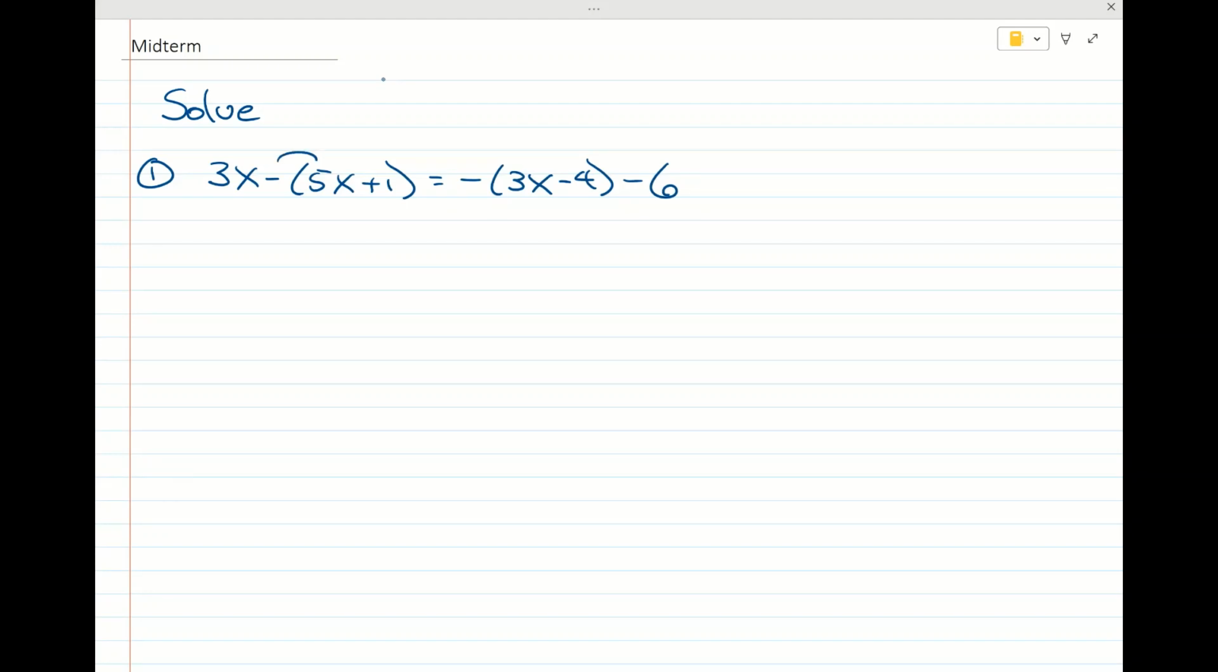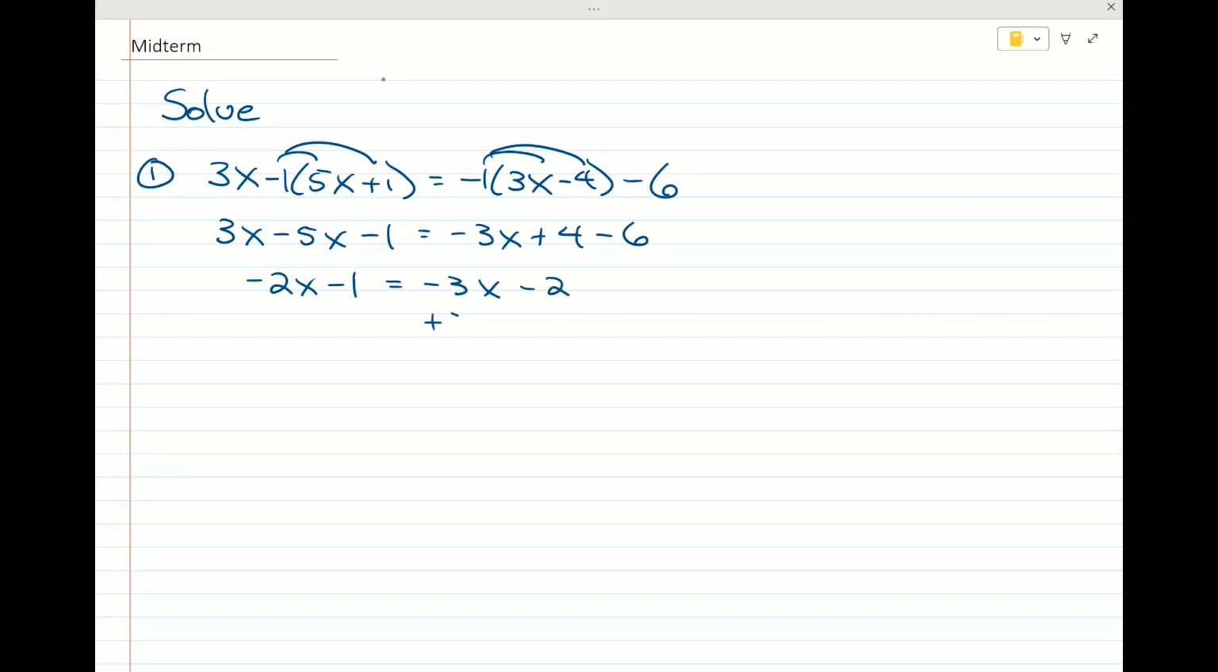First step is we will distribute the negative. And remember, if there's no number in front of the parentheses, we could just put a 1 there. So we get 3x minus 5x minus 1 is equal to negative 3x plus 4 minus 6. Combining our like terms, and then bringing the 3x to the other side, and the 1 to the other side, we just get x is equal to negative 1.